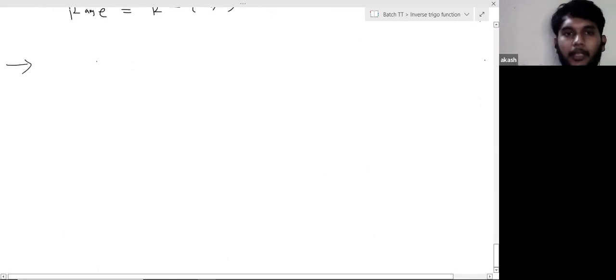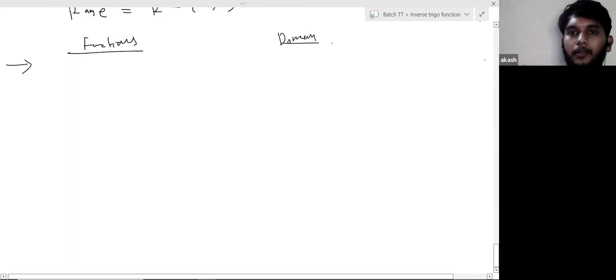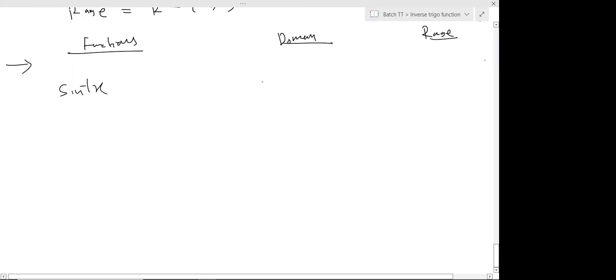So let's just write the domain and range of all the functions. This is the functions, domain and range. So sine inverse x. Can you tell me the domain of sine inverse x? What we wrote? Domain of sine inverse x will be, okay, domain has all the real values.